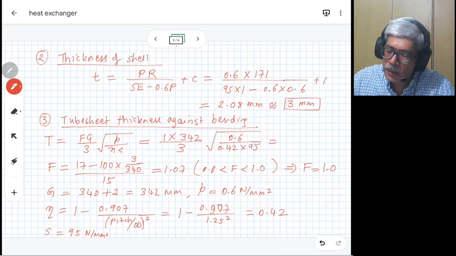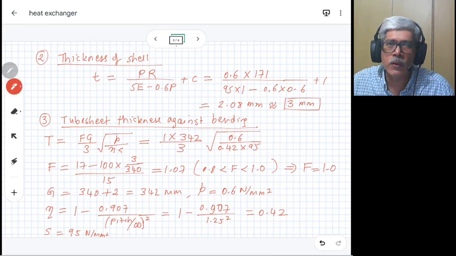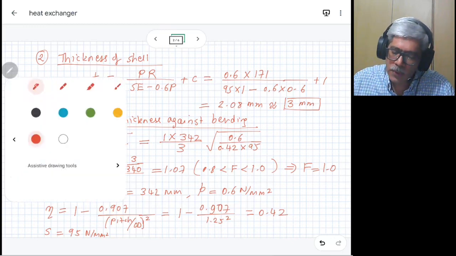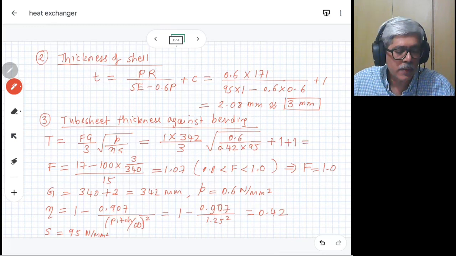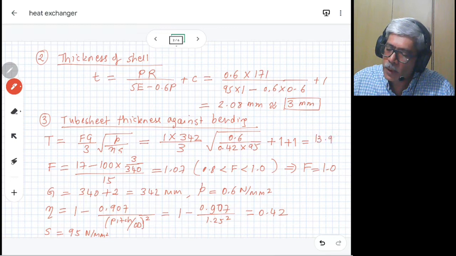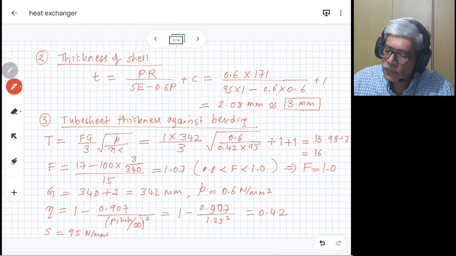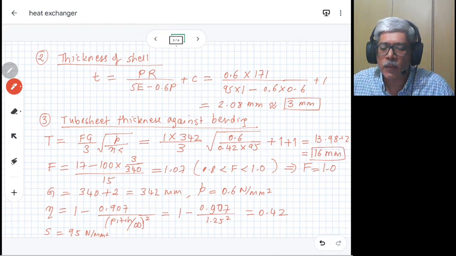In this case we have to add the corrosion allowance. Since the tube sheet is exposed to corrosion on both shell side and tube side, we will have to add the corrosion allowance for both shell and tube side. So 1 millimeter on the shell side and 1 millimeter on the tube side. So the required thickness of the tube sheet is 13.98 plus 2, that is 15.98. So I'm rounding it off to 16 millimeters. So this is the required thickness of the tube sheet under bending calculations.